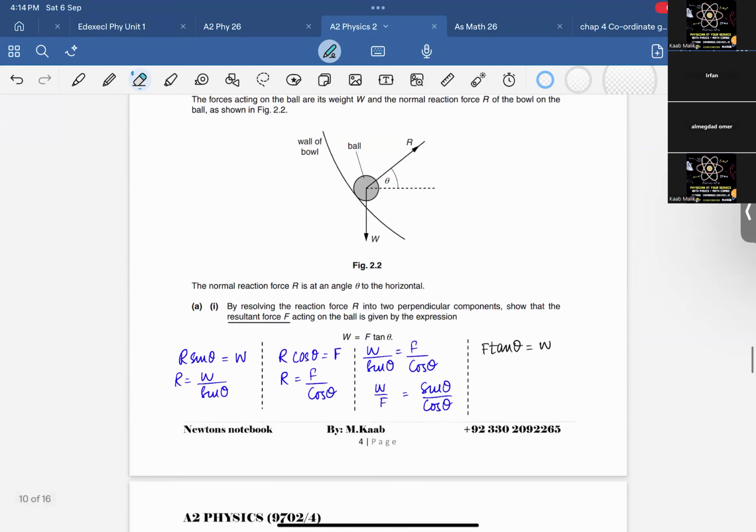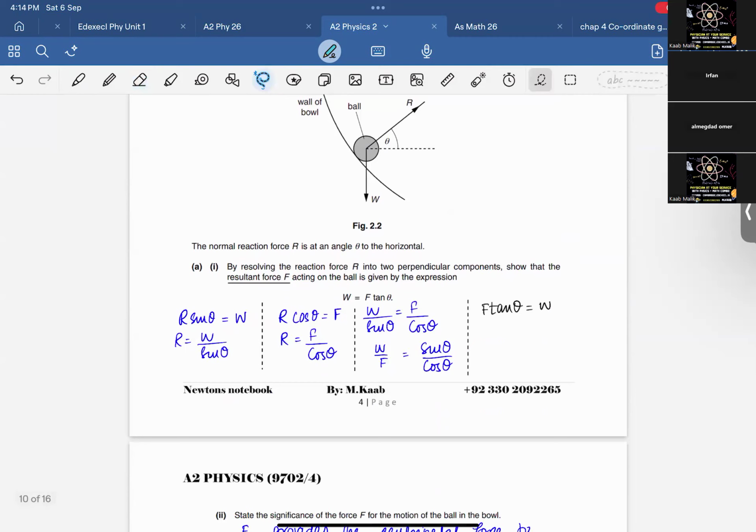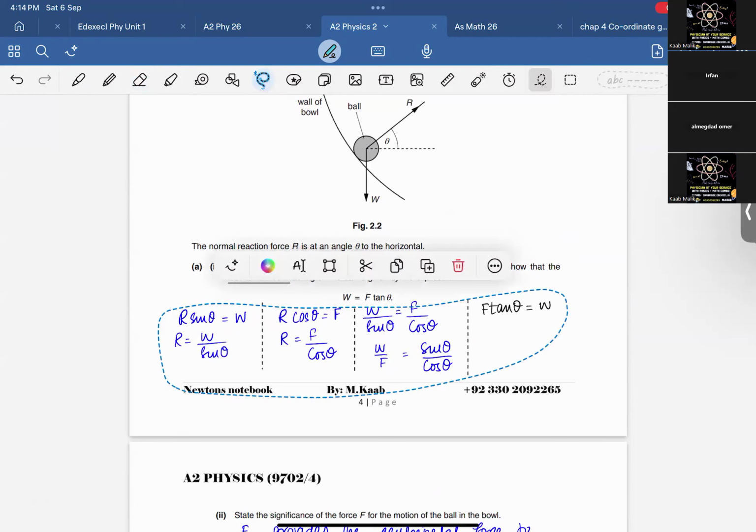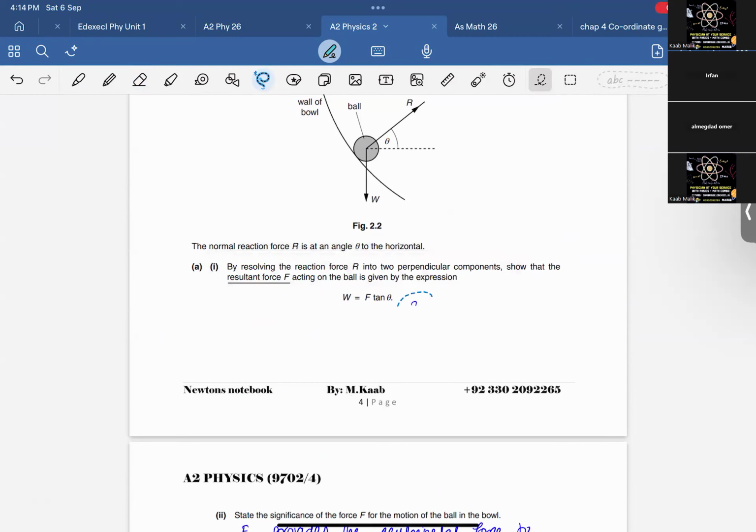Can you scroll down? Yes. Normal reaction force R is at an angle theta to the horizontal. By resolving the reaction force R into two perpendicular components, show that the resultant force F acting on the ball is given by the expression W equals F tan theta.